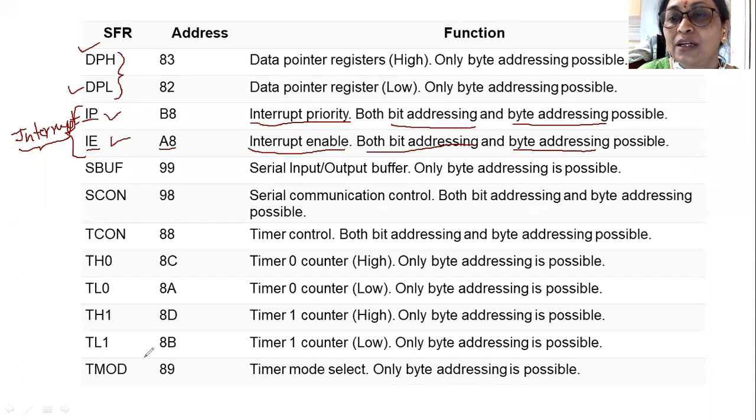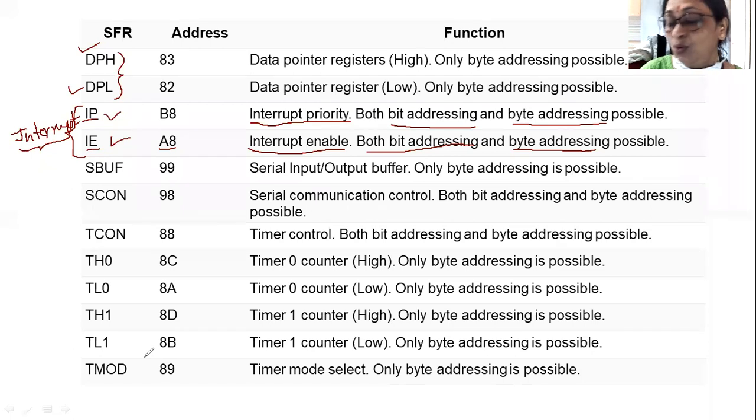Are you clear about this? So this interrupt enable register is bit addressable. That means either you can set or clear a particular bit, or this is also byte addressable. That means you can write a whole byte into the interrupt enable register. Okay, so this is all about the registers related to the interrupt process.